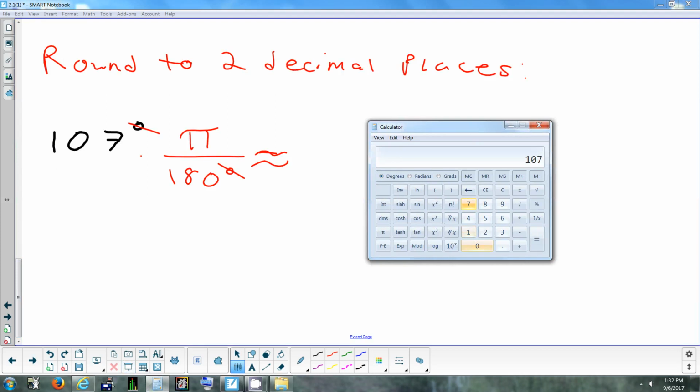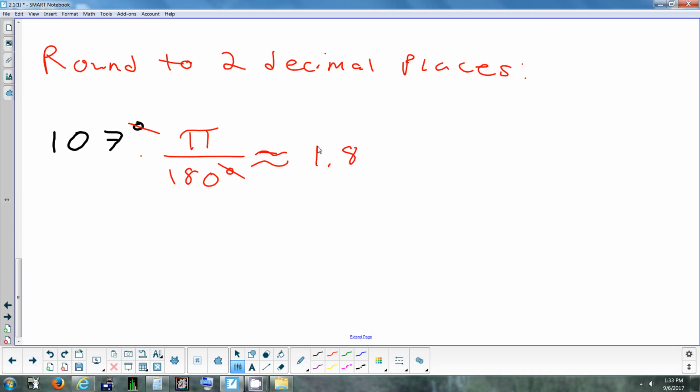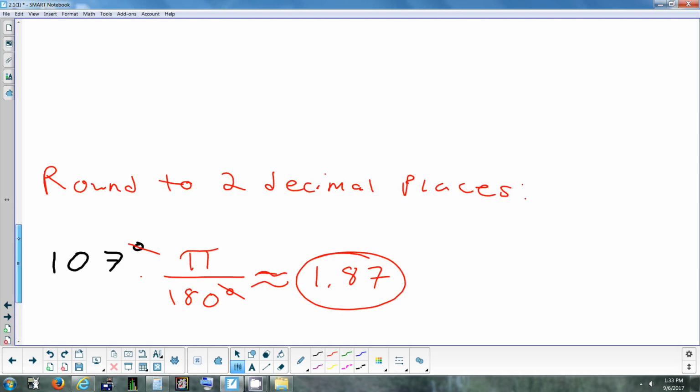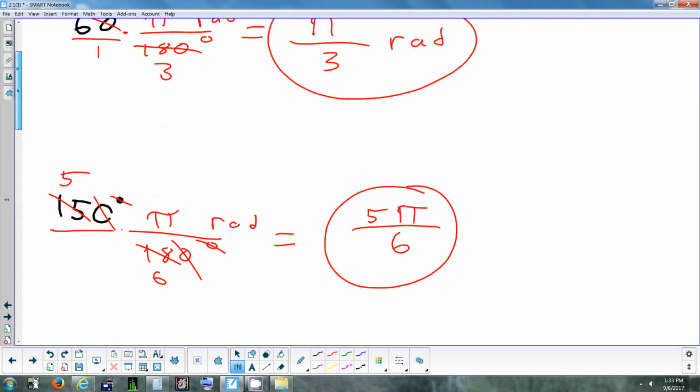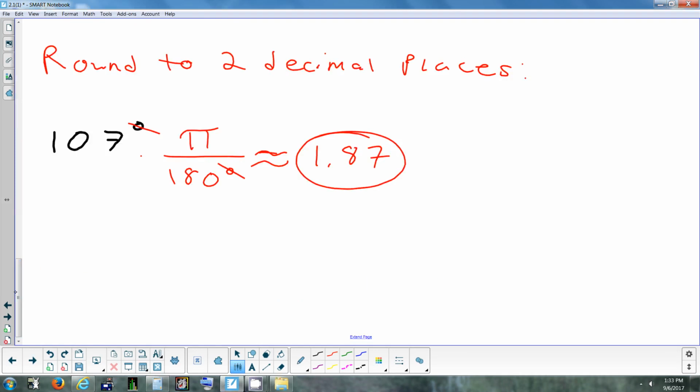So we'll do 107 times pi. And I'm not even going to round that. I'm just going to take that whole thing and divide by 180. Okay, so I get about 1.87. And what's that again? 1.87 radians. Do I need to write down RAD? No. So that's converting degrees to radians, both as an exact answer. All these ones are exact, and as an approximate answer. That's the one with the decimal.